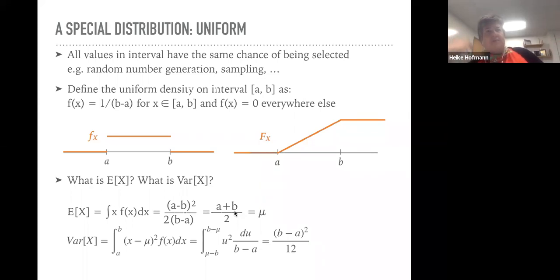So if we sample randomly a number between 0 and 1, our expected value is 0.5. So that's the point where we have 50% below and 50% above.